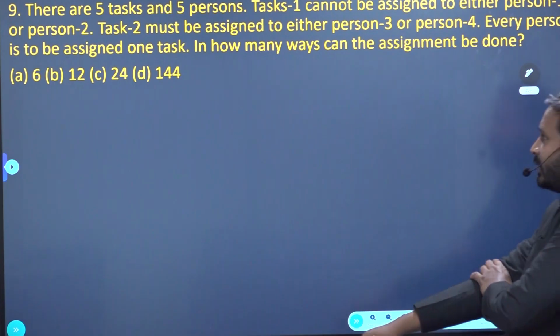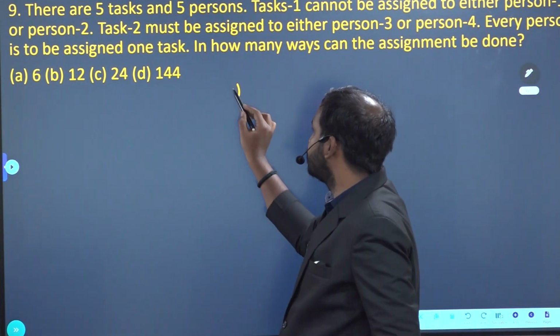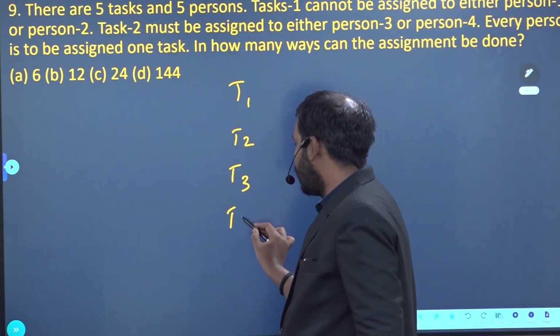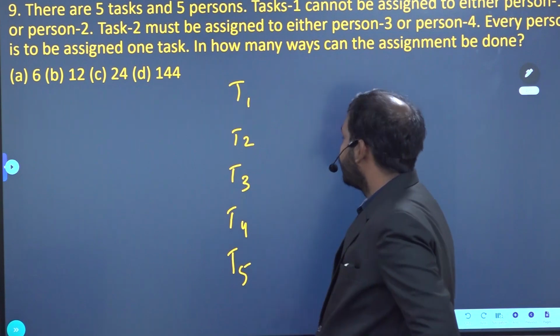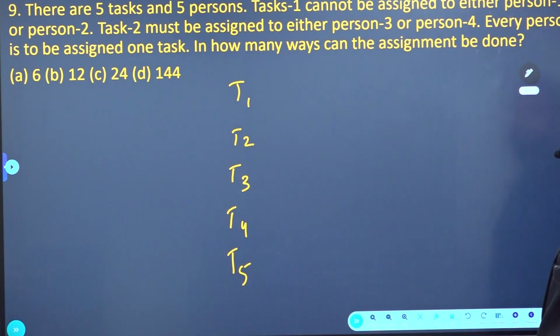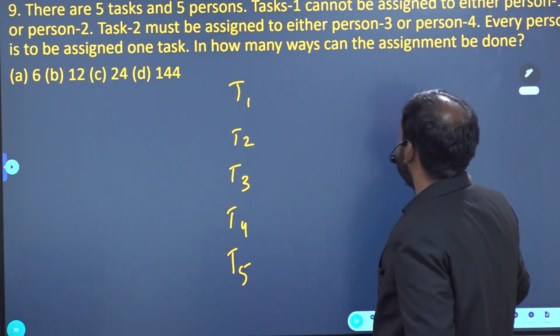Okay, task 1 cannot be assigned to either person 1 or person 2. There are 5 tasks: task 1, task 2, task 3, task 4 and task 5. Task 2 must be assigned to either person 3 or person 4. Every person is to be assigned 1 task. In how many different ways can the assignment be done?